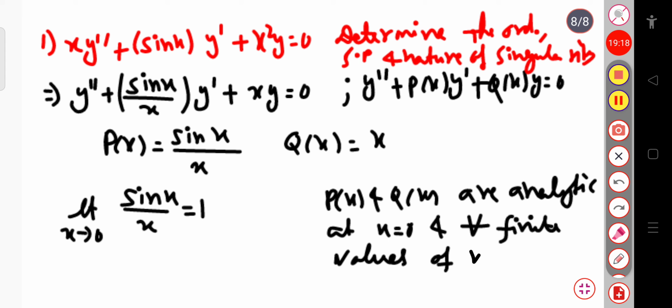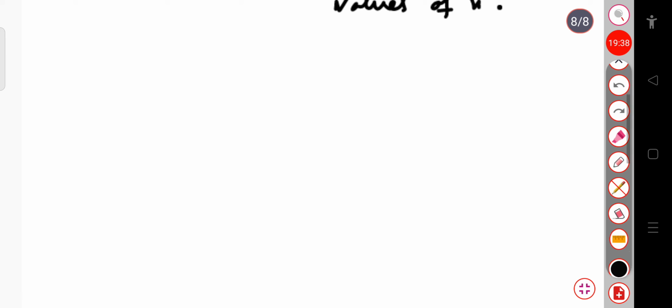Okay, if I consider x equal to infinite, and you directly put the value of x equal to infinite, then you will get an irregular singular point, because when any of these two functions goes to infinite, you get an irregular singular point. So when x tends to infinite, you will get an irregular singular point. So now let us take another example.